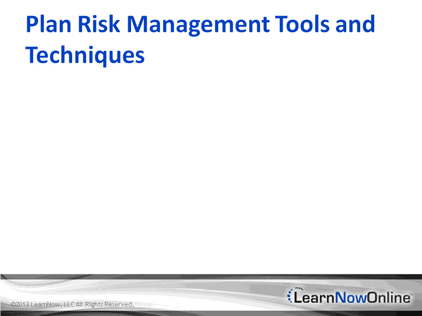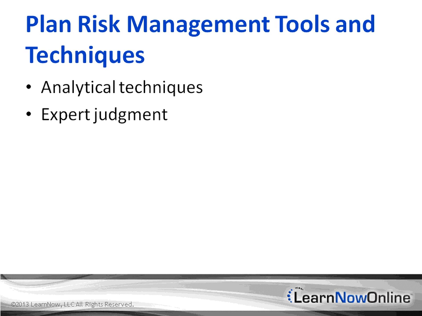There are 3 tools and techniques used in the plan risk management process. Analytical techniques that can be used include stakeholder risk profile analysis or strategic risk scoring sheets. Expert judgment about risk may be obtained from senior management, project stakeholders, project managers, subject matter experts, industry groups, and professional and technical associations. Meetings are held with the project manager, selected team members, and stakeholders to develop the risk management plan.